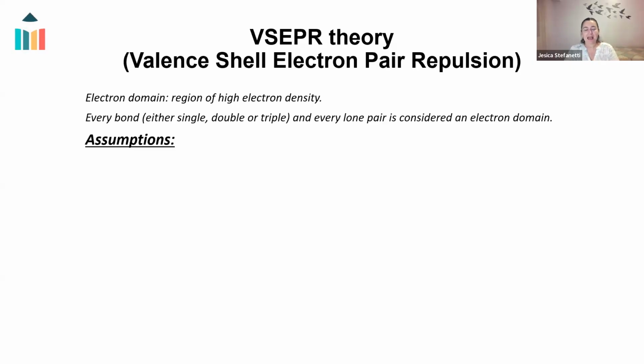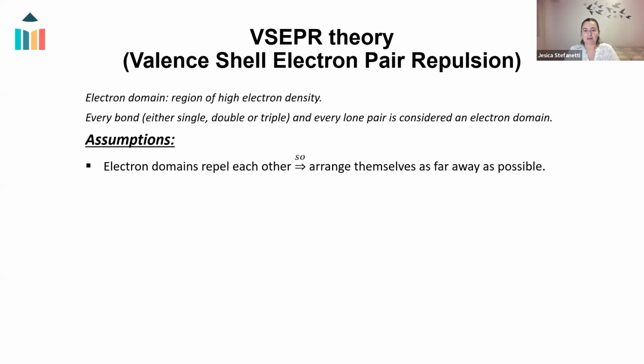The assumptions of this theory are, first of all, electron domains repel each other. Electrons and electrons both have negative charges, so they tend to be as far away as possible from one another. So that's the main principle behind the theory. Electrons just go away from each other. If we have two groups of electron domains, you can see them in purple here.